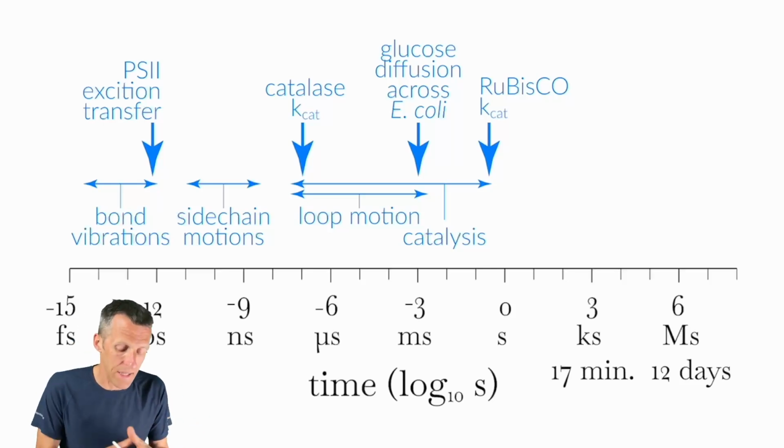To think about that, let's add another dimension. We were just talking about length scale. Let's talk about time scales now. This is a time scale graph where seconds are right here in the middle. Again, log base 10. We go up to here. This is millions of seconds.